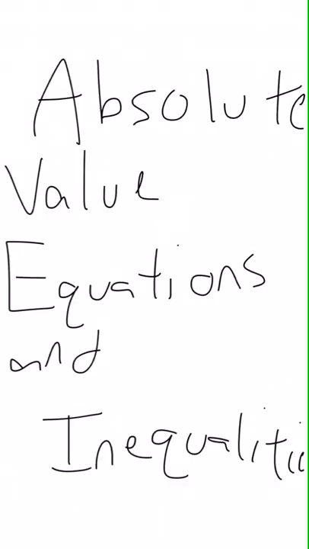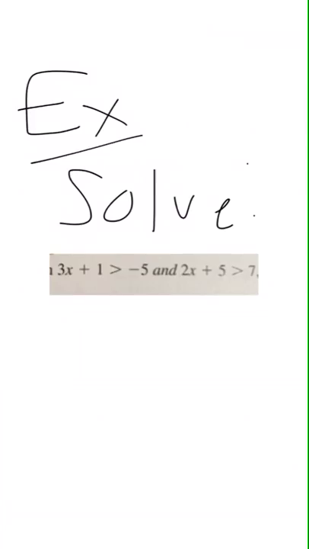Okay, this video is going to be over absolute value equations and inequalities. But before we do that, I want to do a couple more examples of stuff we did in the last video, the one about the compound inequalities. So here's an example. Solve 3x plus 1 is greater than negative 5 and 2x plus 5 is greater than 7. That means the same value of x has to fit both inequalities.